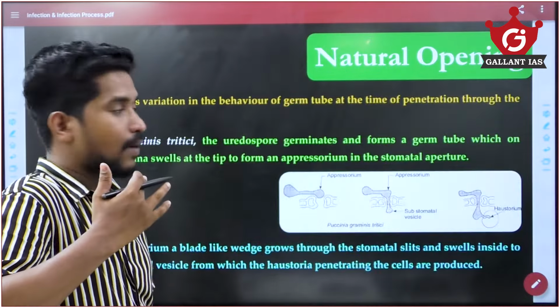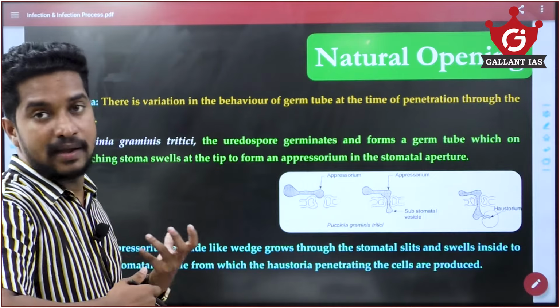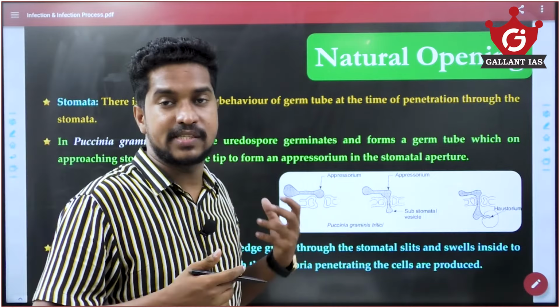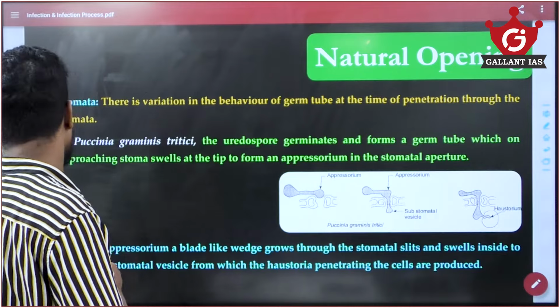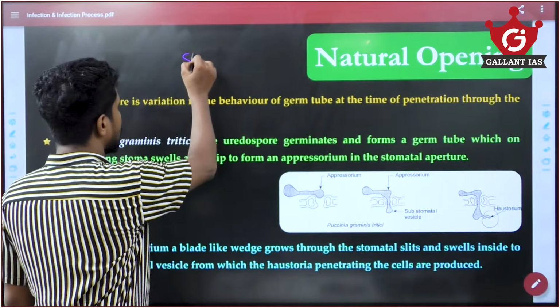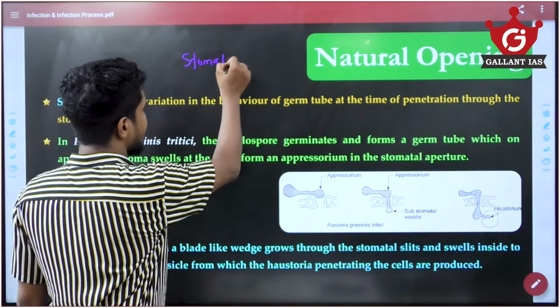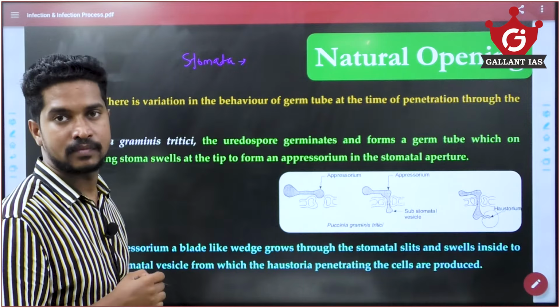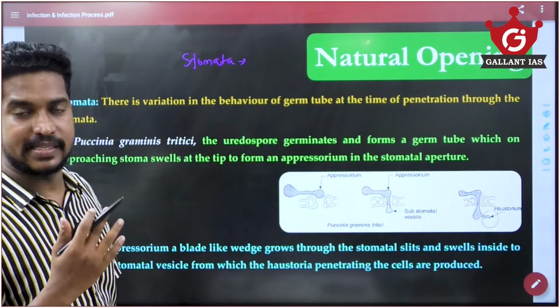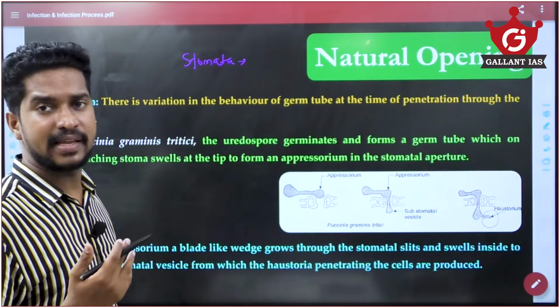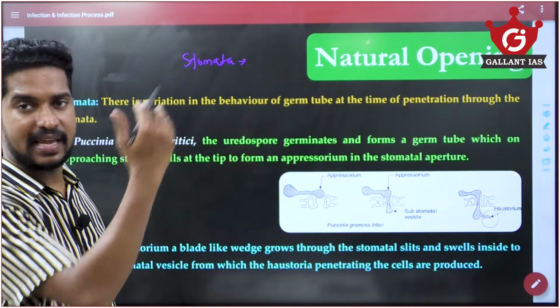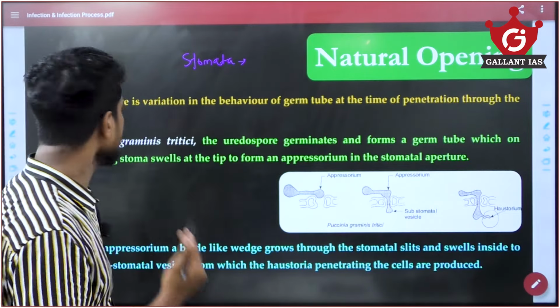Next we are discussing the entry of pathogens through natural openings. Stomata are natural openings in plants, right? So through the stomata, these pathogenic agents can enter into the host cell.